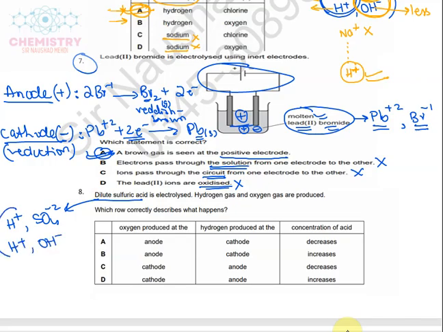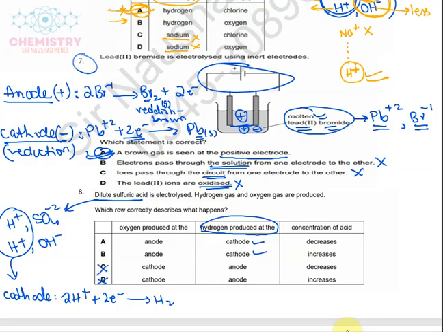So cations will be getting discharged at the cathode. So at the cathode, the hydrogen ion will get discharged, so two hydrogen ions gain two electrons to form hydrogen gas. So hydrogen gas will be produced at the cathode. So option C and option D are incorrect.